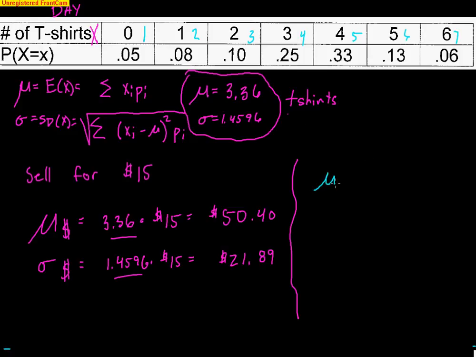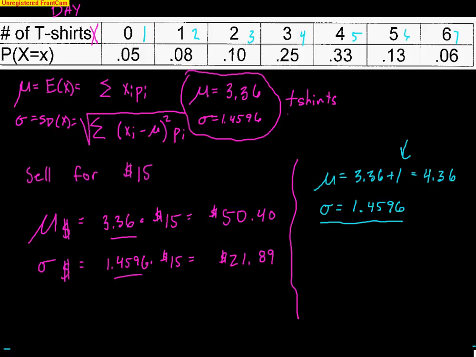So that means the mean would become 3.36 plus 1. So I would now expect to sell 4.36 t-shirts. But addition of a constant, like 1, does not affect spread. So I would still expect to have a standard deviation of 1.4596 t-shirts. That would not change because of addition. The addition of a constant, like 1, does not affect spread, but it does affect the mean. So that's a quick example.